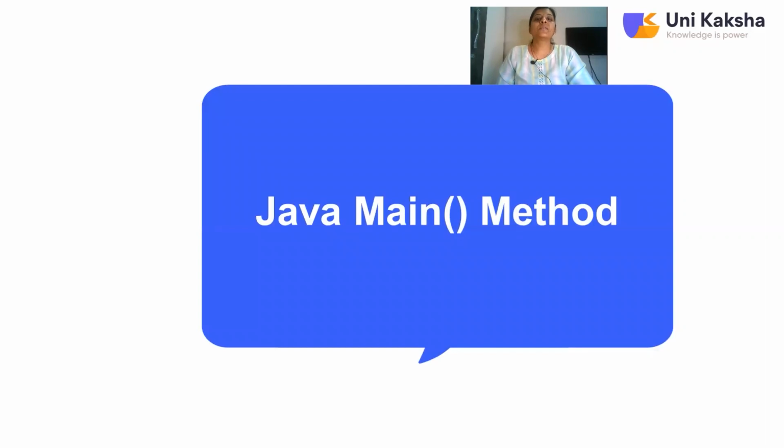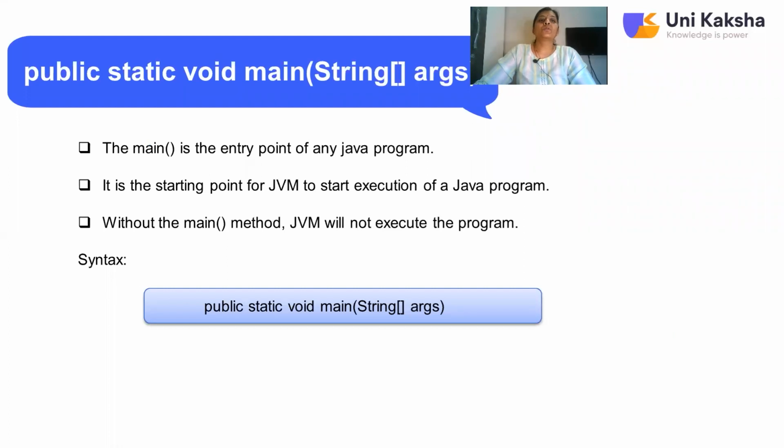So let's first discuss the main method. The Java main method is considered as an entry point of execution for the JVM, that is Java Virtual Machine. So main method, as I told you, is the entry point of any Java program. When JVM is going to execute the Java program, it first searches for the main method. If the main method is found in your program, then only it can be executed. Otherwise, it will give you the error which we just saw, that is compiler error, no main method found.